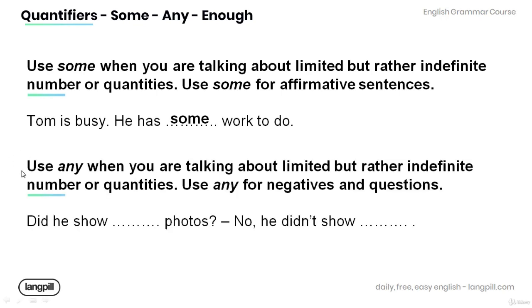Also, remember to use any when you are talking about limited but rather indefinite number of quantities. Now make sure to use any for negatives and questions. Now read the following sentences and fill in the blanks using the appropriate quantifier. Did he show photos? No, he didn't show. Did he show any photos? No, he didn't show any.